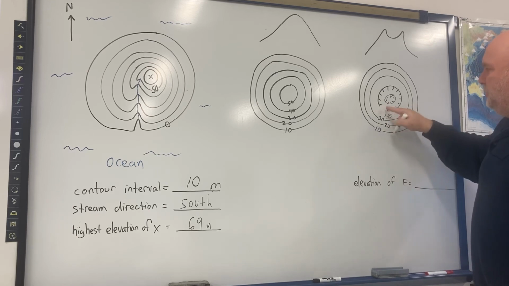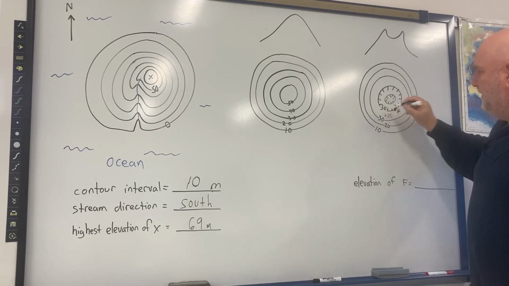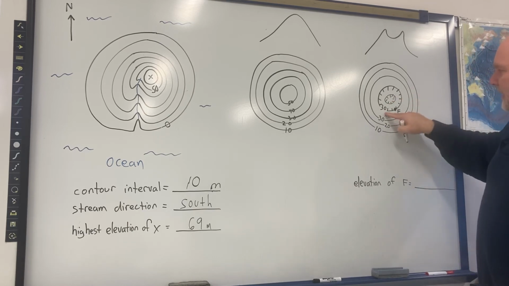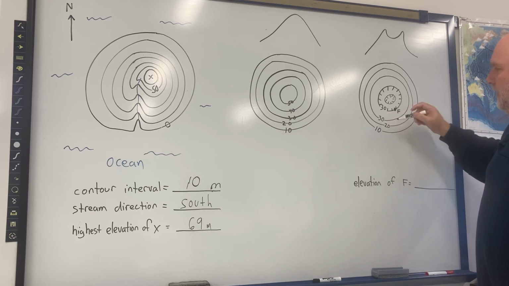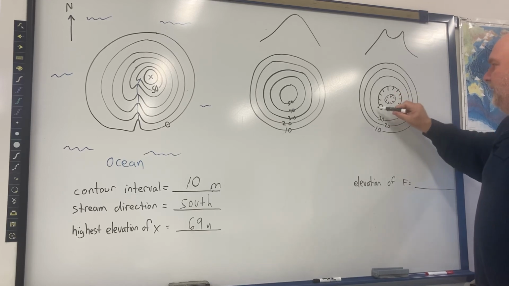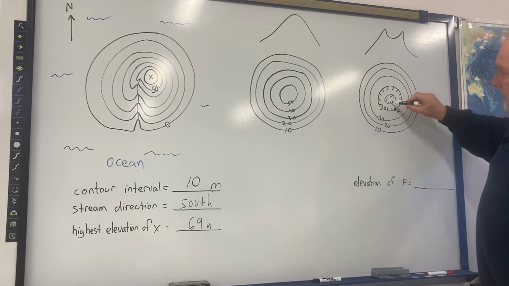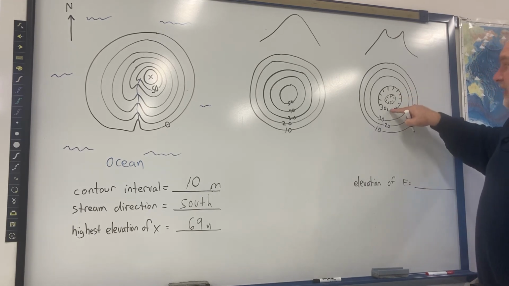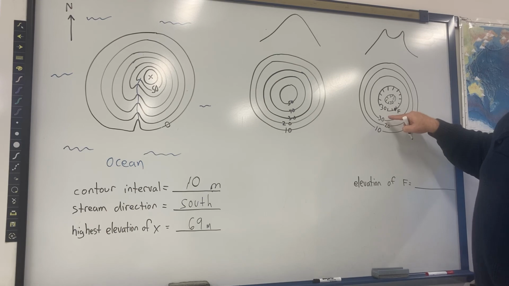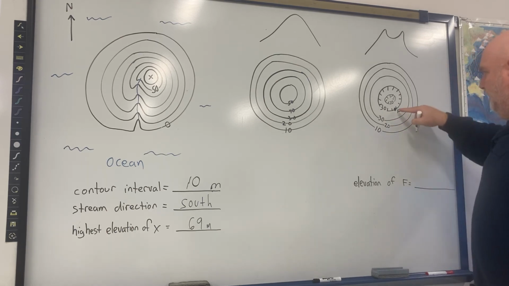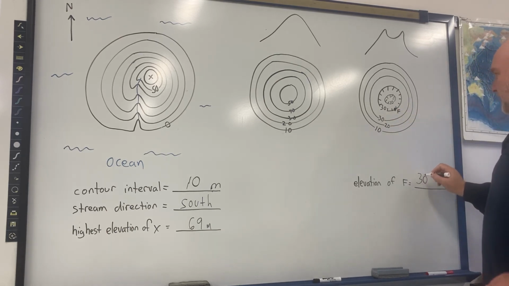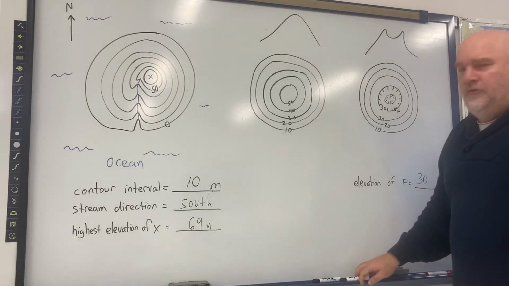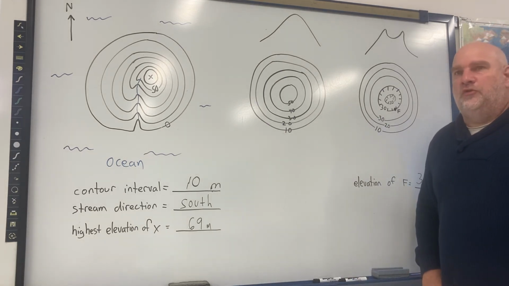So my first depression contour is actually going to be the same value as my last regular contour, right? With this area in between here being maybe like 35 or 33 or something like that. And then the next one, like right there, would be 20 and so forth. But your first depression contour always has the same value as your last regular contour. So the elevation of point F would be 30. All right, so those are the main things that you need to know about how to read a contour map.